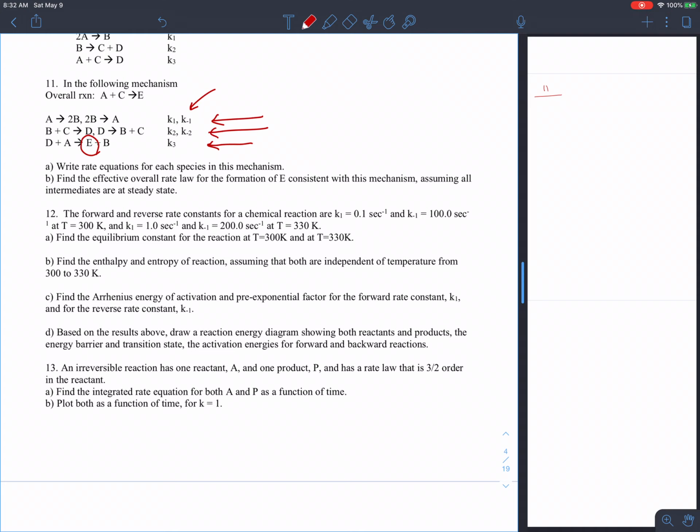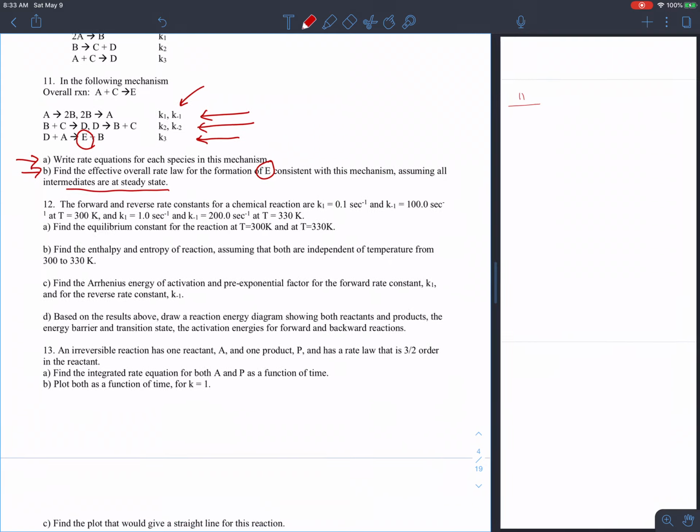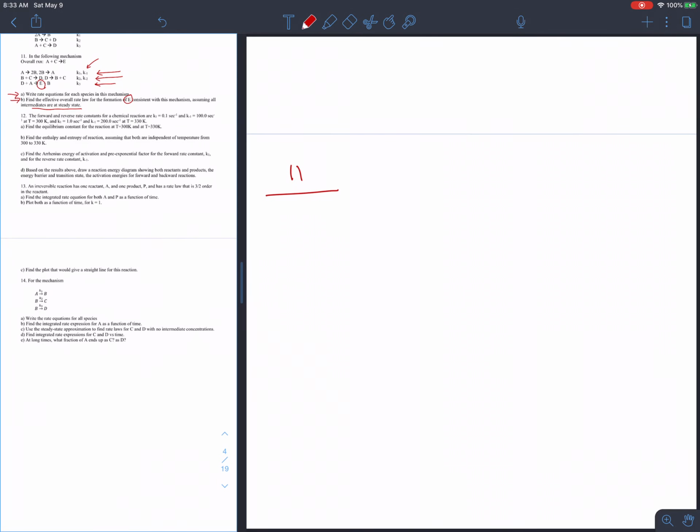And we're going to go through the usual thing now for these kinds of problems. Write rate equations for each species in the mechanism, and then find an effective overall rate law for the formation of E that's consistent with the mechanism, assuming everything is at steady state. Well, all the intermediates are at steady state. All right, so that's our problem.